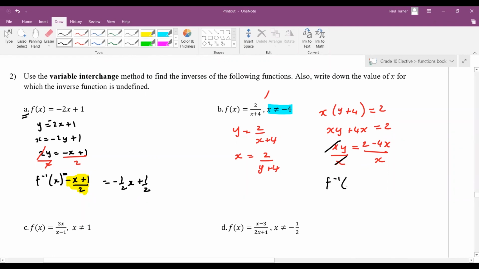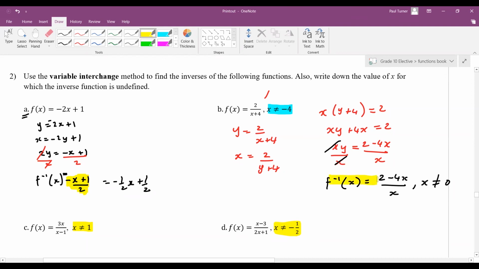So f inverse x equals 2 minus 4x divided by x. Note now that x cannot be 0. So this graph will not be defined for x equals 0. So put x cannot equal 0, in the same way that these other graphs are shown down here. So there's always some restriction for these graphs, and this is one of the restrictions for these rational graphs here. Okay, so that's your answer.